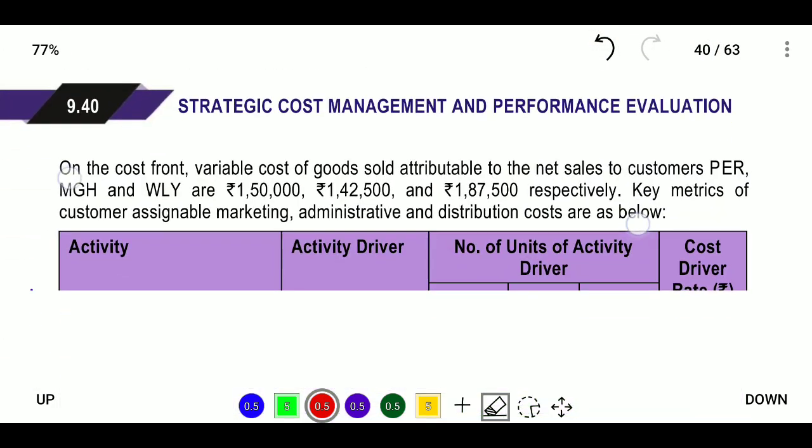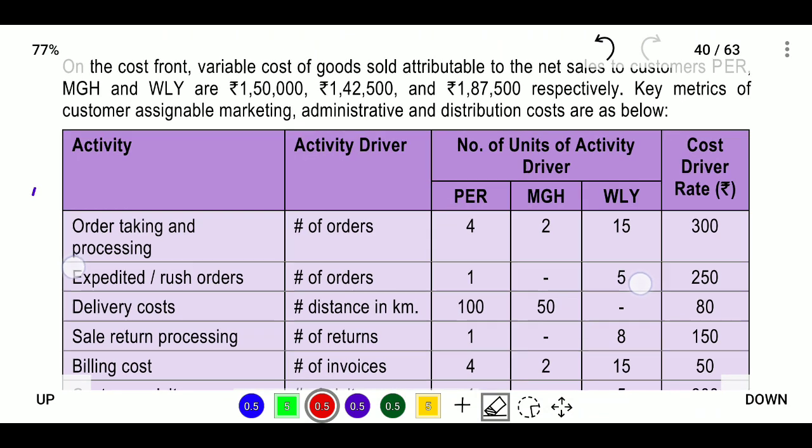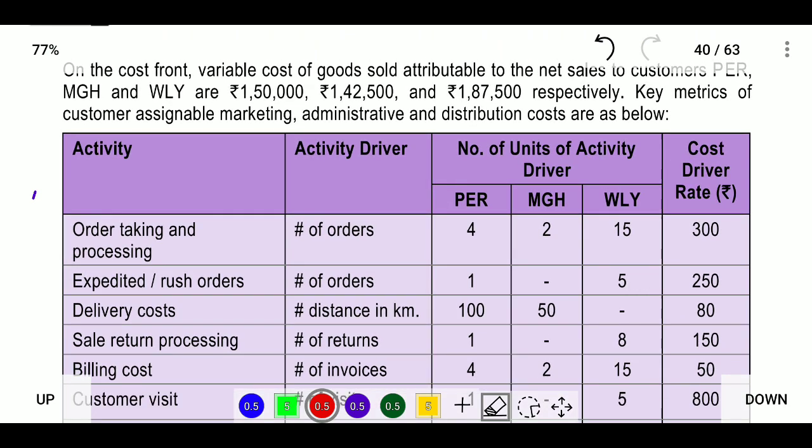Next, on the cost front, they provide the variable cost. From the net sales we already got, after the discount and the sales return, we now provide the variable cost: 1,50,000, 1,42,500, 1,87,500. After that we will get the contribution, by deducting the variable cost from the net sales.